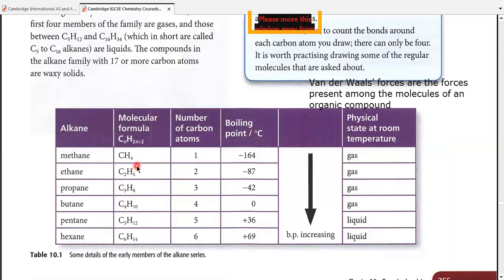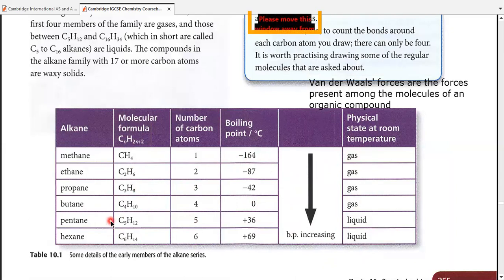Methane, that is CH4 according to the general formula. It has 1 carbon atom only. The boiling point is -164. It is a gas at room temperature. Ethane, with 2 carbon atoms and the formula C2H6, has a higher boiling point, is still a gas. Propane, 3 carbon atoms, higher boiling point, still a gas. Butane, 4 carbon atoms, higher boiling point, still a gas.